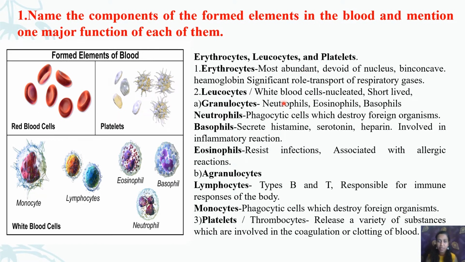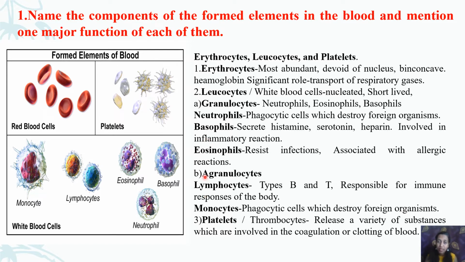Then leukocytes are white blood cells. They are nucleated and short-lived. Leukocytes can be differentiated into granulocytes and agranulocytes. Again, granulocytes have a classification: neutrophils, eosinophils and basophils. Neutrophils are phagocytic cells which destroy foreign organisms, and basophils secrete histamine, serotonin and heparin. They are involved in inflammatory reactions. Then eosinophils resist infections. They are associated with allergic reactions.